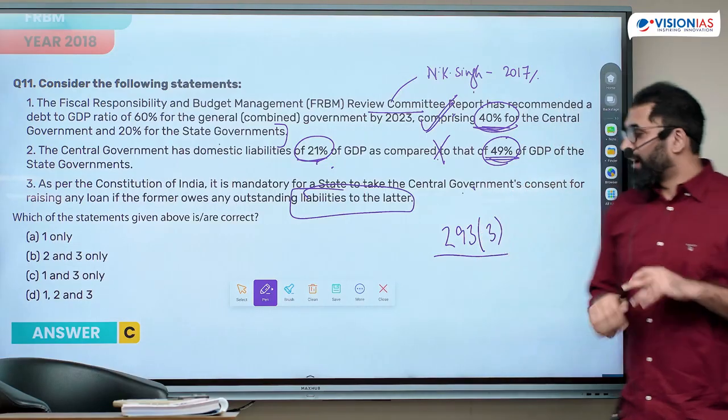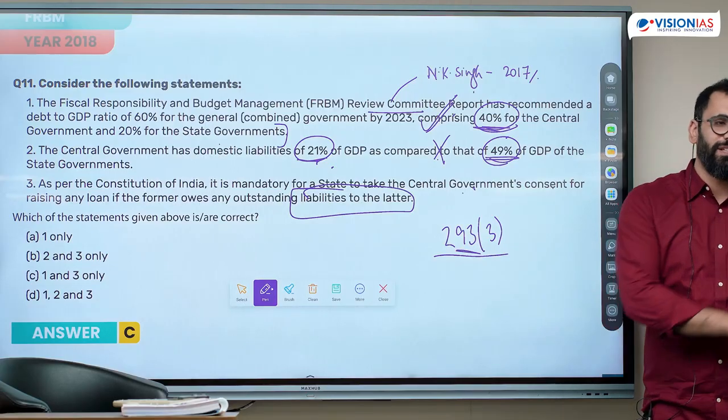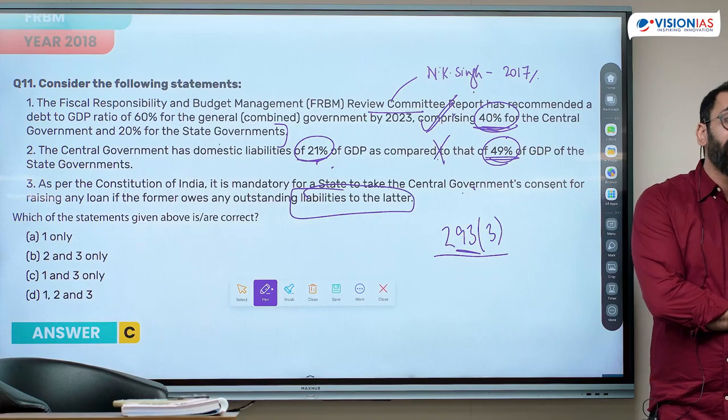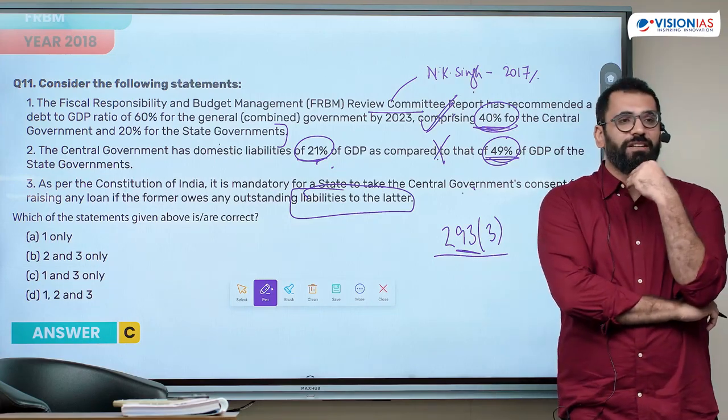Mentioned in Article 293 itself. Read clause 2 of Article 293. Why no? Otherwise, what could be the reason? Yes? Sovereignty. So how is sovereignty threatened?